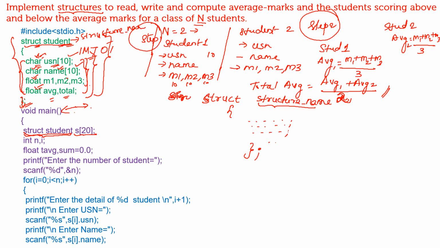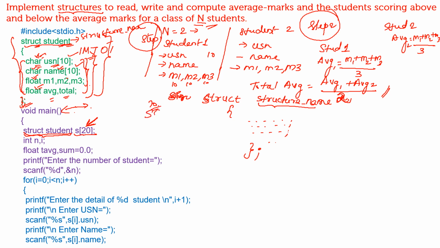Now you are going to declare the variable. So struct student, what is your variable? You have to store n students, right? It is possible for you to not only store for one student, you should store n students. So here I am taking an array of student. So S of 20. So the maximum size is 20. Okay, so you can store the value of 20 students.